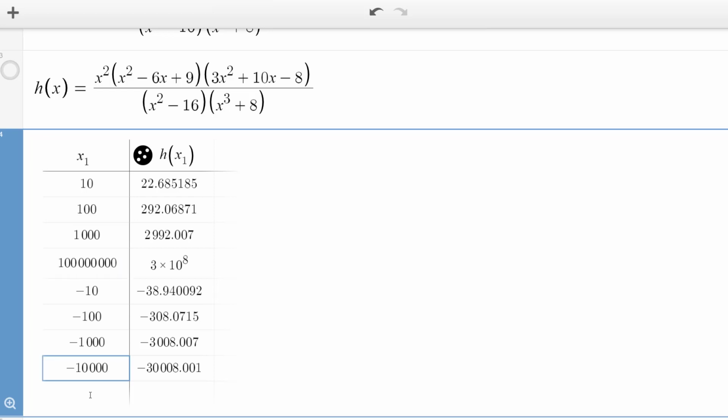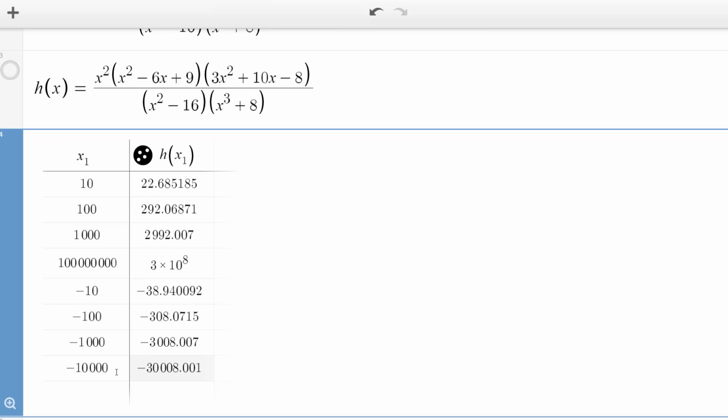But what about the negative infinite direction? Well, you can see, same thing. Negative 10 leads to negative roughly 40. Negative 100 leads to roughly negative 300. Negative 1000 as an input leads to roughly negative 3000 as an output. Negative 10,000 as an input leads to negative 30,000 roughly as an output. So it looks like those are going to negative infinity.